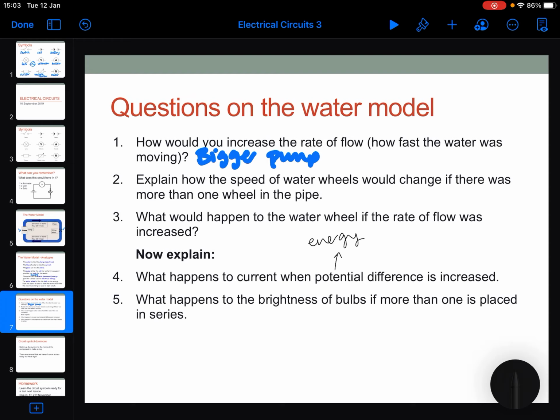And I know that because we look at question number 1 here. How would you increase the rate of flow? I said give it a bigger pump. So it's like a backwards version of this question.